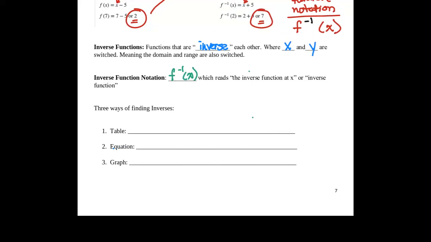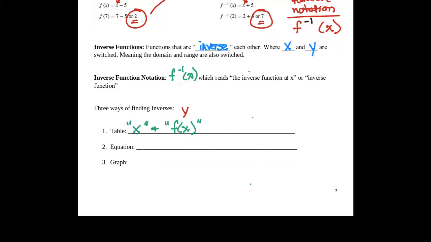Okay? So there are 3 ways of finding inverses. If you have a table, let's say you have a table of x values and f of x values. Okay? So your x values are just your x's. The f of x value is kind of like the rule, or another way of saying a y. All right?